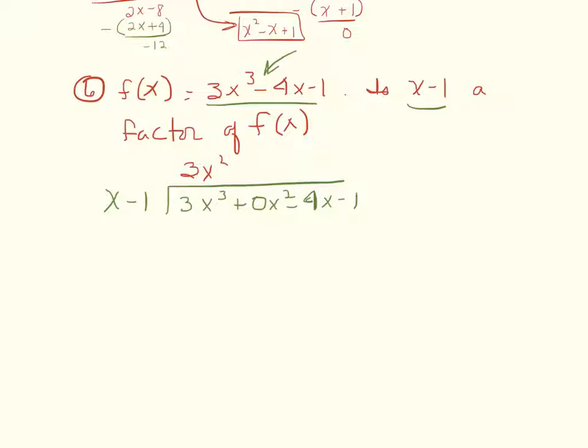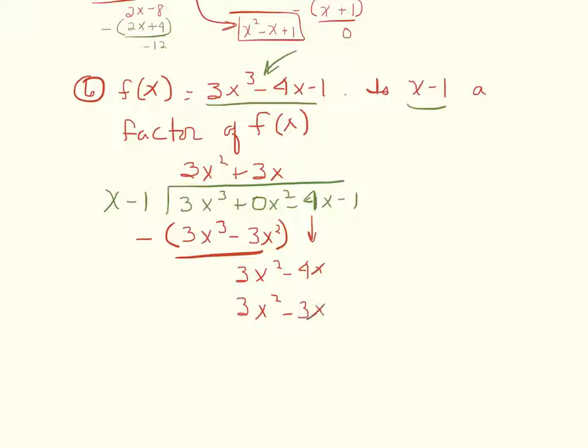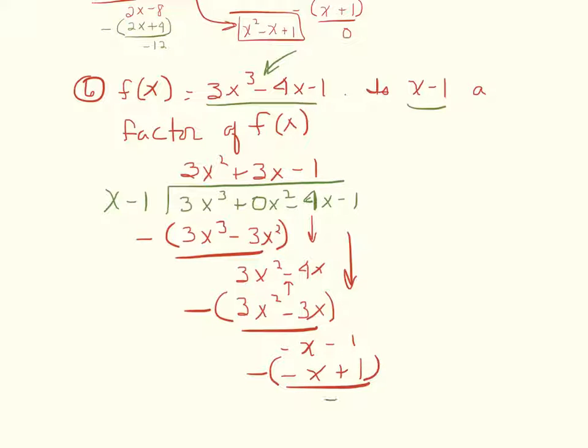3x squared gives me 3x cubed minus 3x squared. Subtract that line, gives me a positive 3x squared because of the double negative. Bring down the negative 4x. Take it times 3x so that I get a 3x squared minus 3x. Subtract this. Right here I'm going to get a double negative, making it positive. So it's going to be a negative x when I get done because negative 4 plus 3. Bring down the negative 1. Take it times negative 1. Subtract that and I get negative 2.